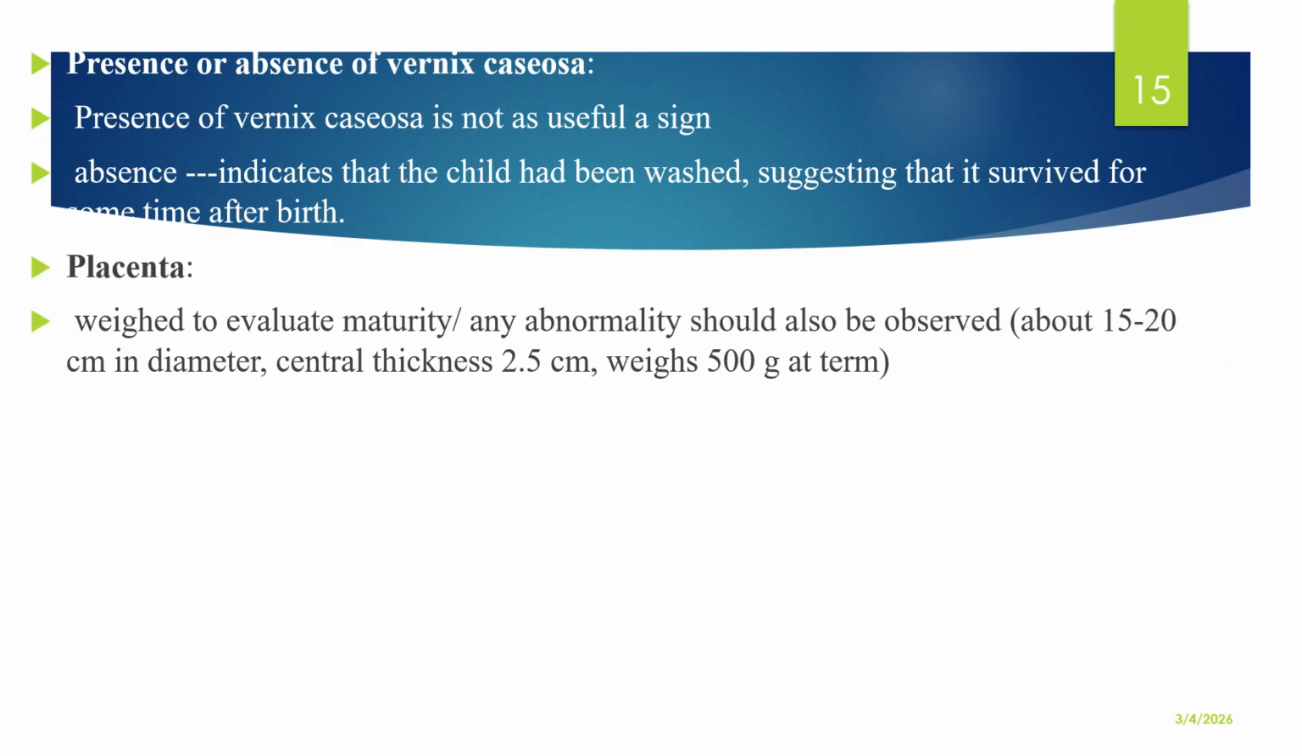Now, placenta you have to check. That is, weight of the placenta has to be taken, and it has to be evaluated for maturity, and any abnormality should be observed. It should be at least 15 to 20 centimeter in diameter. The central thickness should be 2.5 centimeter, and weight of placenta at term is 500 grams.